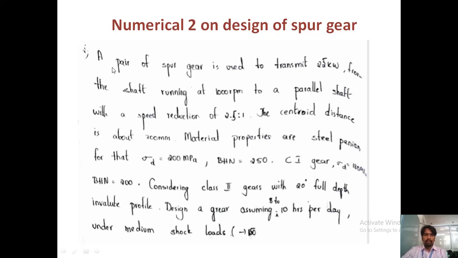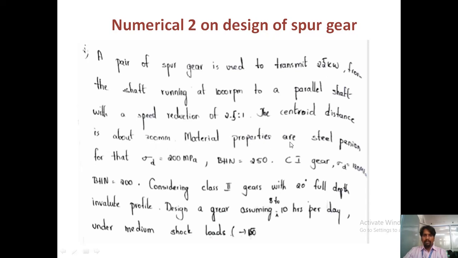The problem is like this. A pair of spur gears is used to transmit 25 kilowatt from a shaft running at 1000 rpm to a parallel shaft with a speed reduction of 2.5:1. So the power is 25 kilowatt, the speed N1 of the pinion is 1000 rpm and the speed reduction ratio is 2.5. The center distance is about 300 mm. The center distance is given. By using the center distance, we can calculate diameters d1 and d2.